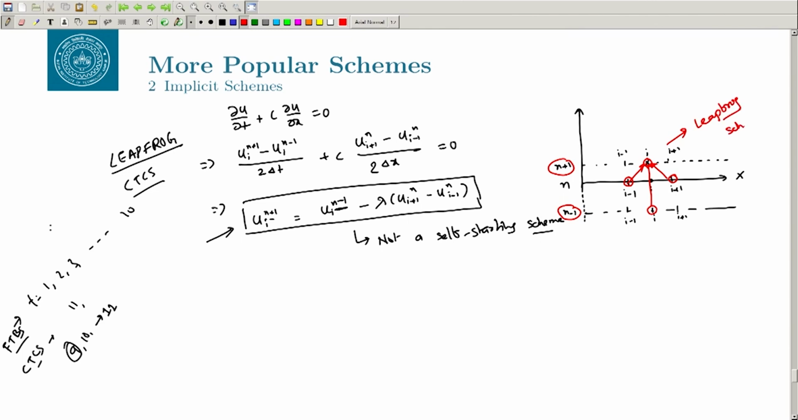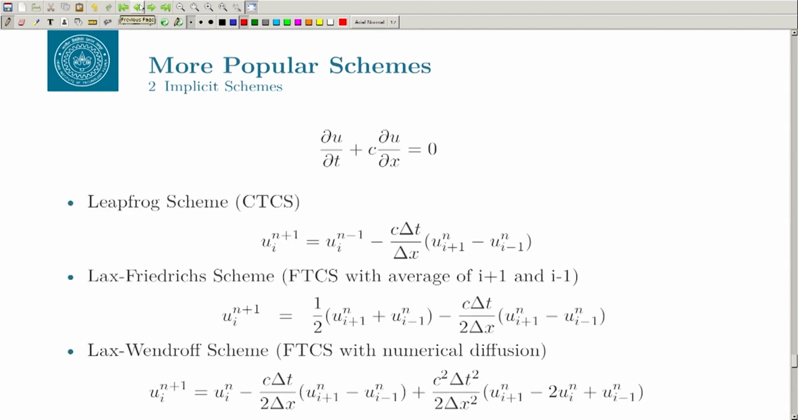So, this is called leapfrogging scheme, and there are some stability properties of this scheme which is superior to the explicit scheme, and that is why these schemes are used in the simulation. We will look at the stability criterion of these schemes, also perhaps solve some problem. Another scheme that you have is basically the Lax-Friedrichs scheme.